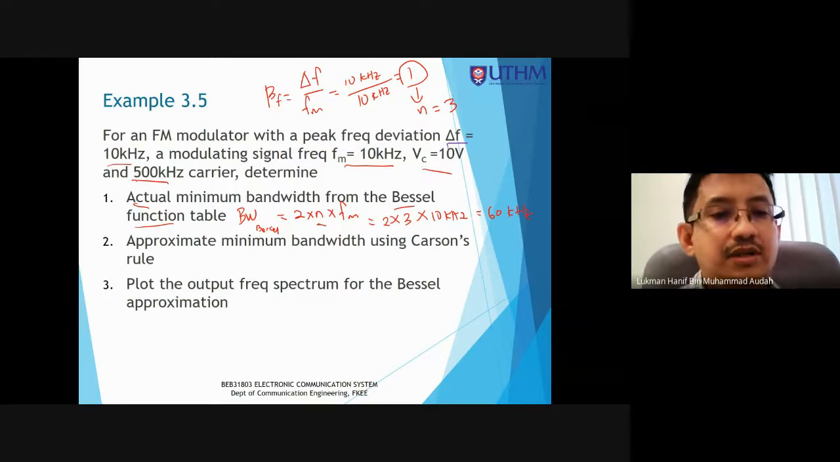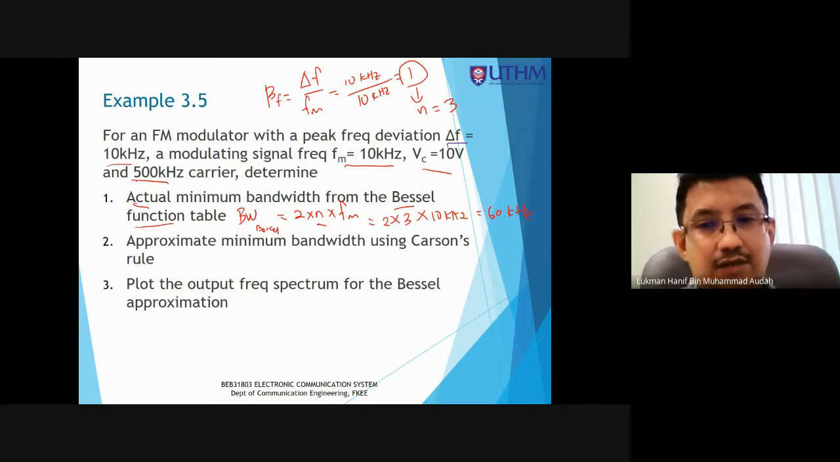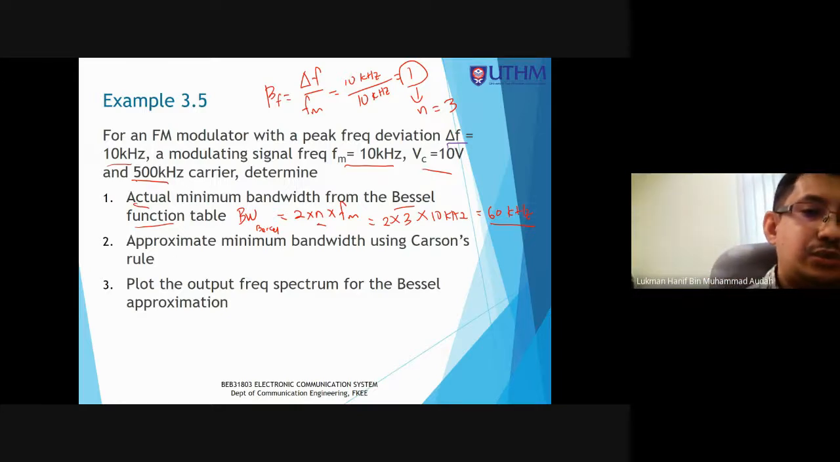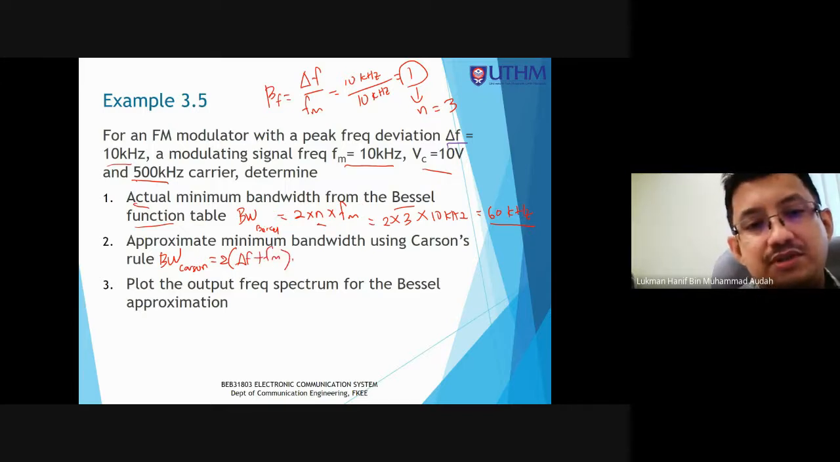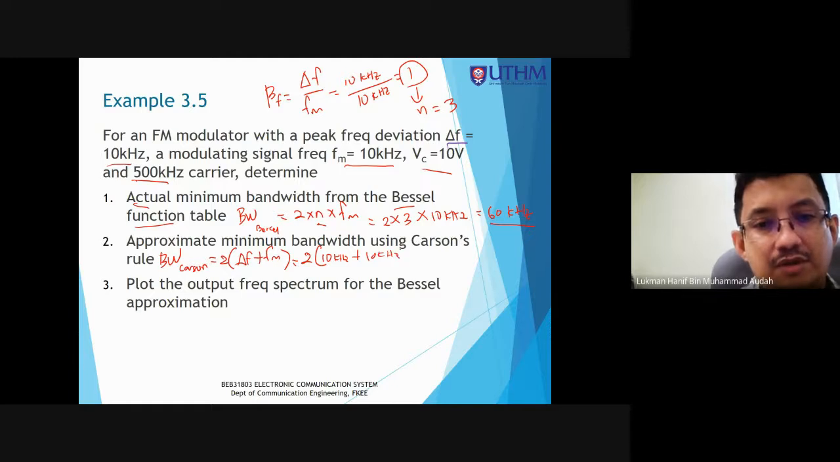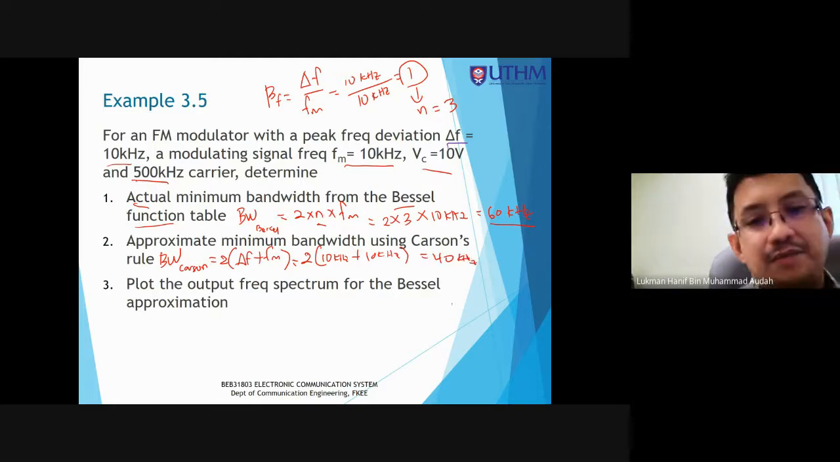Okay. And then what? Okay, ini jawapannya 60. Find the approximate minimum bandwidth using Carson's rule. So the question asks how much is bandwidth by Carson. This is 2 times (delta F plus Fm). So this is equal to 2 times (delta F is 10 plus Fm is 10). So 10, 10, 20 times 2, you get 40 kilohertz.